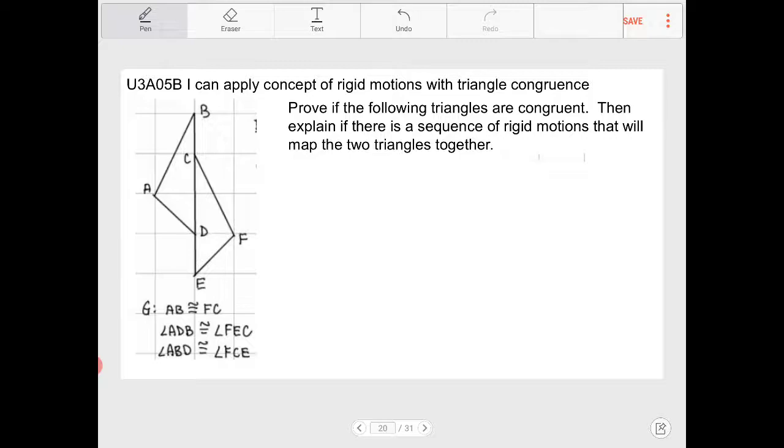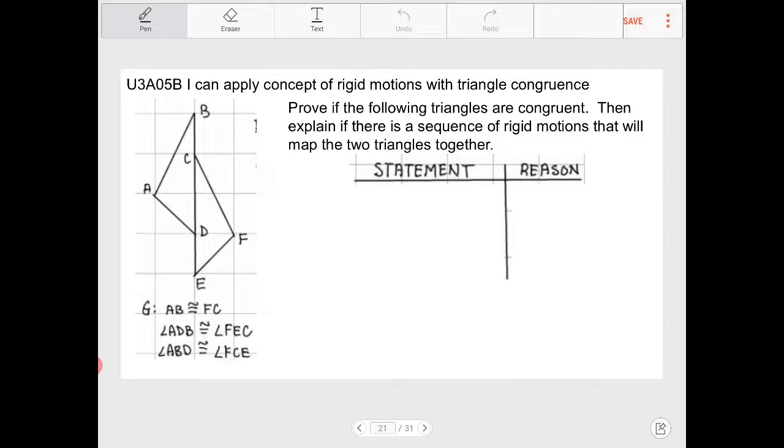What we want to do, because this is not graphed on a coordinate grid, even though it's drawn on graph paper, is not approach this through coordinate geometry, but rather as a statement and reason proof. So pause the video and see if you can prove the two triangles congruent, and then see if you can explain why or how we can bring triangle ABD onto triangle CFE.